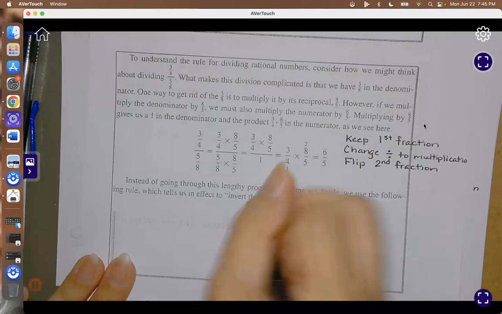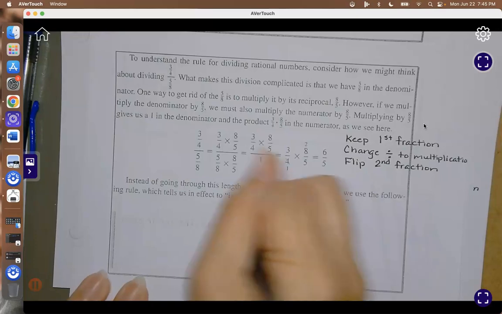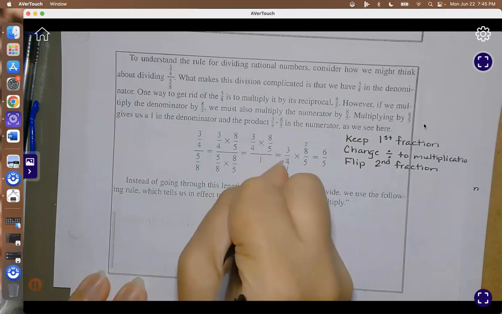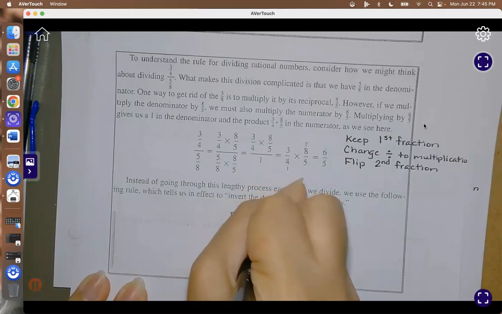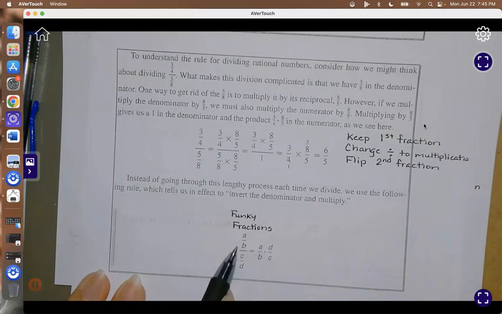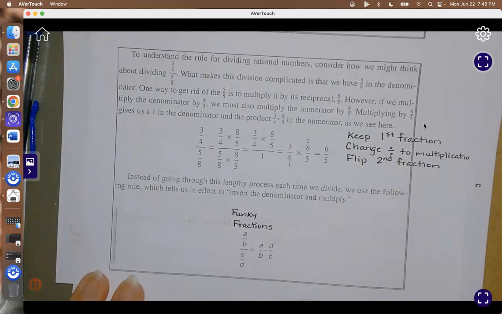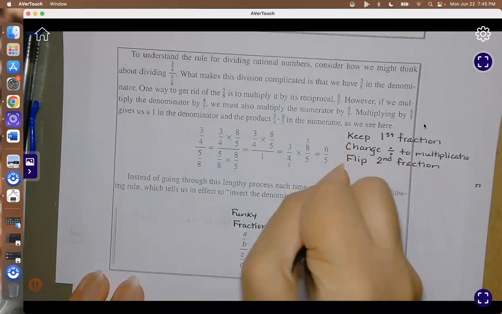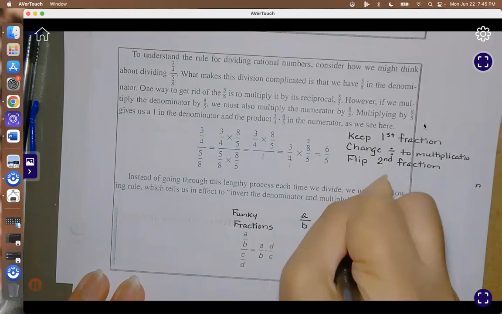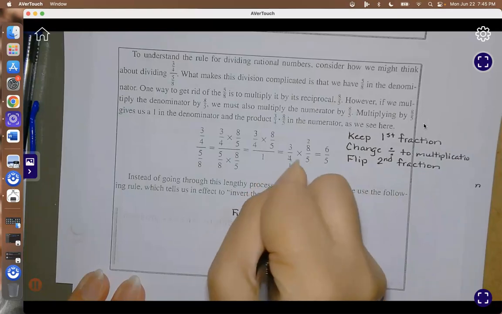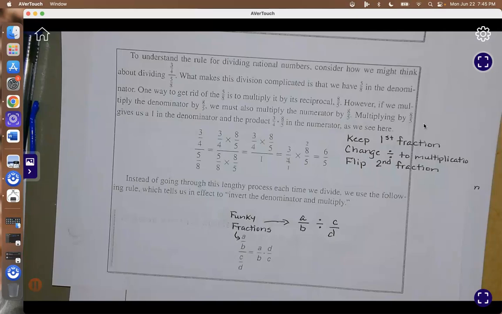And when you see this, I like to call these funky fractions, okay? And the reason I call them that, these are technically called complex fractions, but I think the word complex gives you a complex. So I renamed them funky fractions a long time ago. And funky fractions are just really a division problem. So don't let it stress you out. So that is the same as that. So keep the first fraction the same, change division to multiplication, and then flip it.